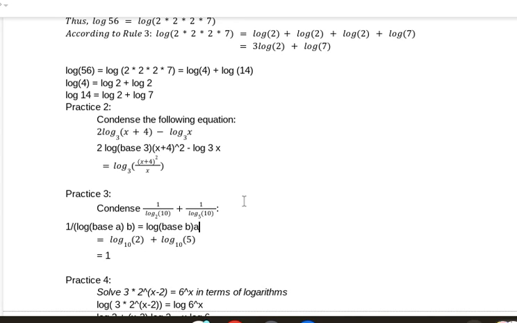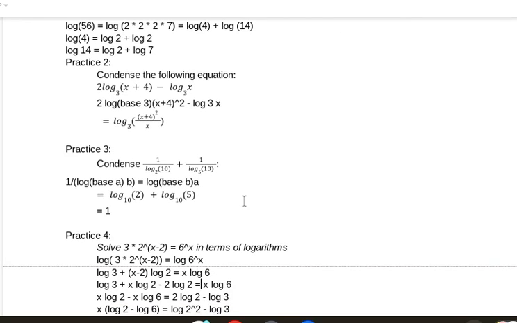So using this rule, the first thing you can do is change it into log 2 with base 10 and log 5 with base 10 respectively, and then you multiply them, which is log ab plus log ac is equal to log abc. So 2 times 5 is 10, which means that log 10 with the base of 10 is going to be equal to 1. So 1 is our final answer.